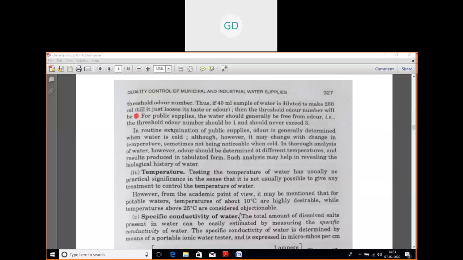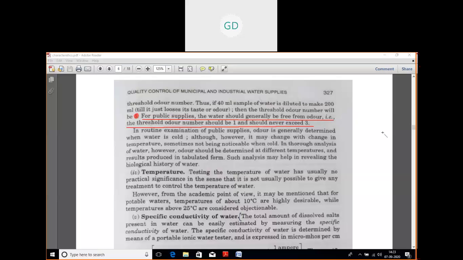So the permissible limit for taste and odor. What is the permissible limit? For public supplies, the water should generally be free from odor. That is, the threshold odor number should be 1 and it should never exceed 3. So the permissible limit is 1 and 3. It should be between 1 and 3. It should not be less than 1 and should never exceed 3. So that is your permissible limit.